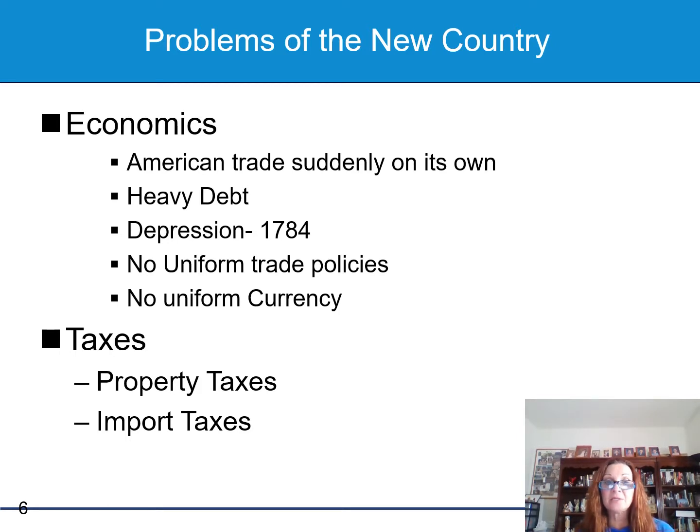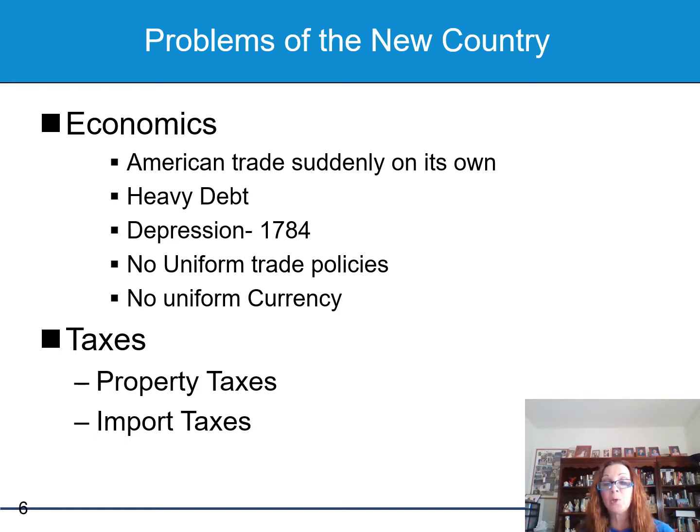How do you finance this government? How do you pay the people that are working for the government? How do you pay off this massive debt that we have acquired? Well, the central government, the Confederation Congress, did not have the power to levy taxes, and so the way they will have to acquire money is to basically just ask the states.